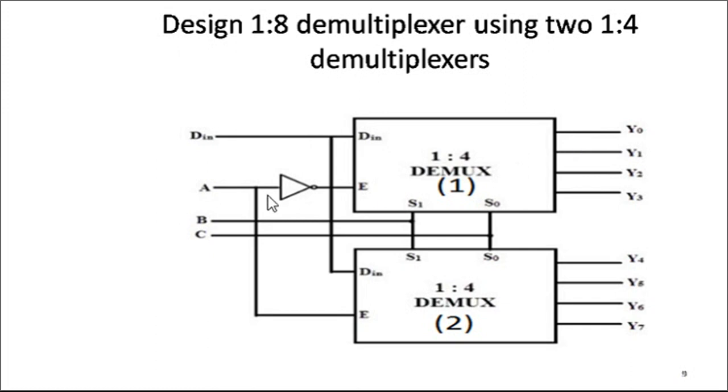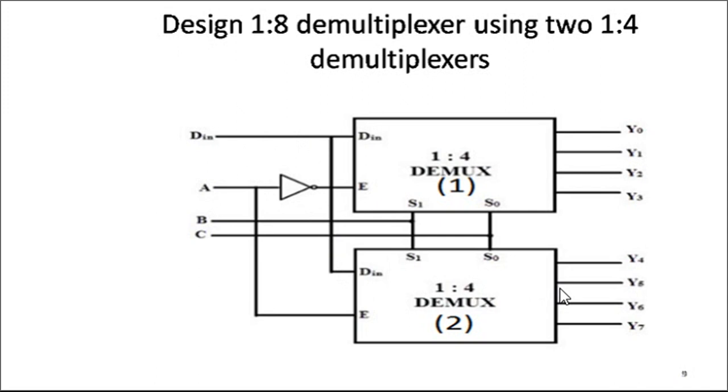We consider any other case. Suppose here I consider 1, 0, 1. The first one is 1, so after the inverter it is 0, so that demultiplexer is disabled. Now the other one is enabled. The remaining select lines are 0 and 1, which means 1, so from this one this line will be selected. So the data in will be routed to the y5 line.